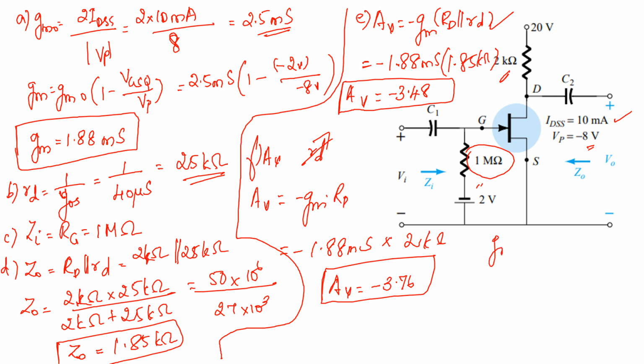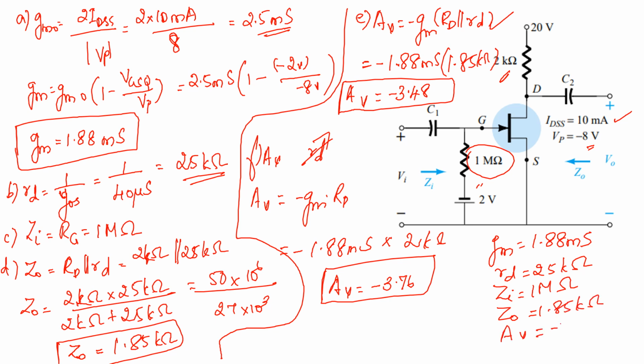So you have got gm equal to 1.88 millisiemens, then rd equal to 25 kilo ohm, Zi equal to 1 mega ohm, Z0 equal to 1.85 kilo ohm, and Av equal to minus 3.48 with rd, and Av equal to minus 3.76 without rd.